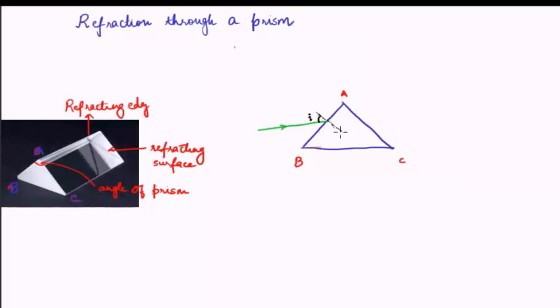And we know that the surrounding of the prism is air. The prism is an optically denser medium. Normally it is made out of glass. So this is light traveling from a rarer medium to a denser medium. As a result, the ray of light will bend towards the normal, something like this. Let's call this R1.